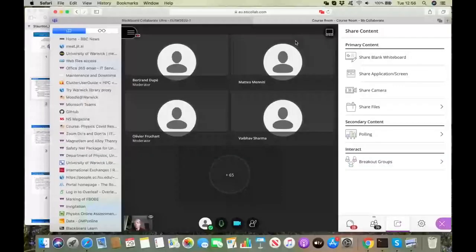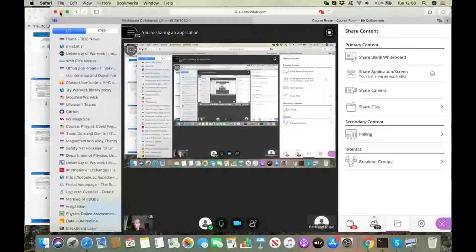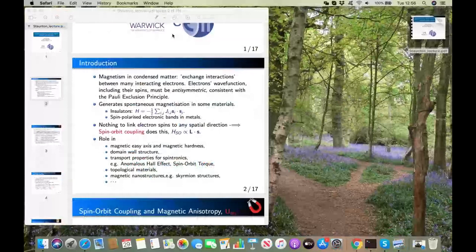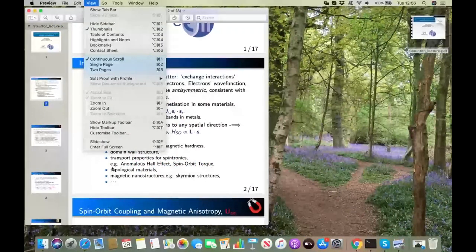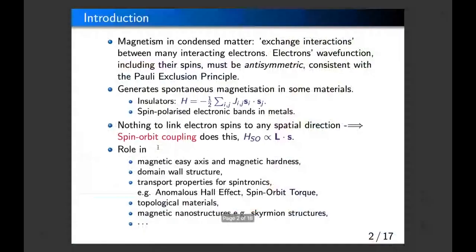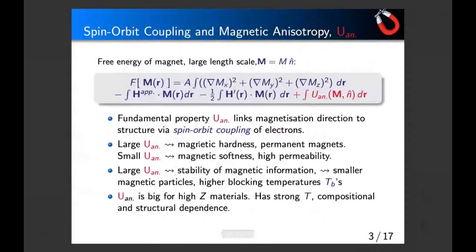So now we go back to the application. Okay, so the majority had the right answer. Yes, the third term in this expression generates anisotropy, and this is dependent on the shape of the material. So its other name is just the shape anisotropy.